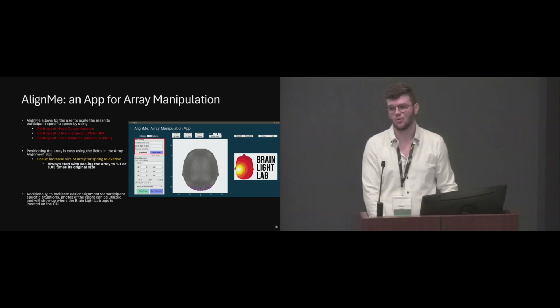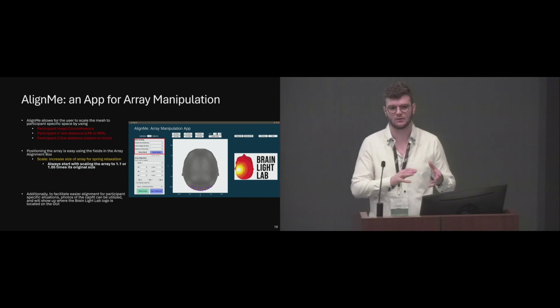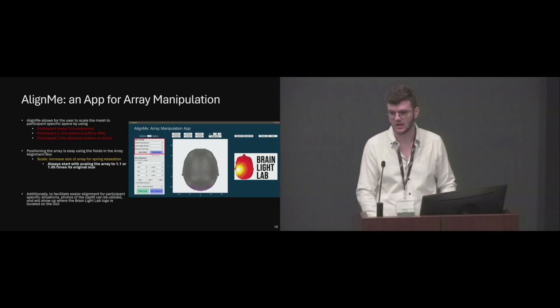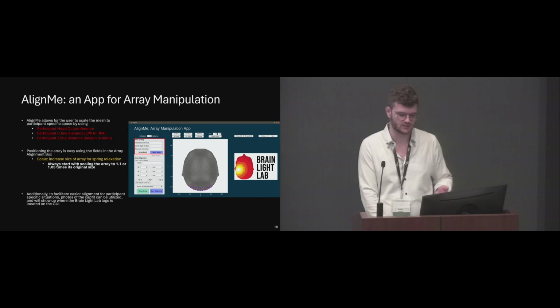The way we do array placement is we model the system of optodes and nodes on the mesh as a set of springs. And so for those of you who are into physics, when you increase the energy of that system, you can then let it relax naturally onto the head. So that's how it works. I'm not going to go too much into the math on that. But essentially, one of our first steps in the model generation process with AlignMe is to increase that scale to 1.1 or like 1.05, depending on how large your grid is.